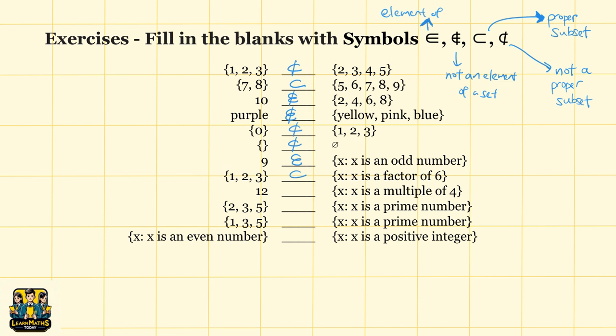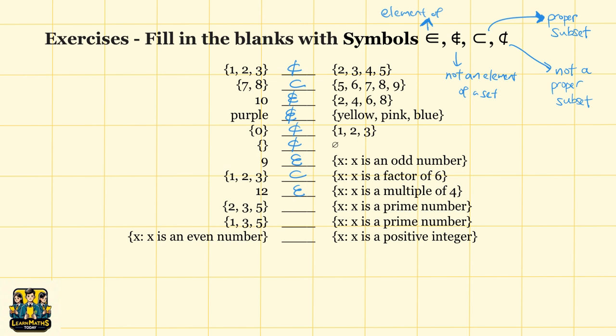On the left, we have the element 12. On the right, we have a set where x is a multiple of 4. That means x can be 4, 8, 12, 16. The element on the left is clearly an element of the set on the right.